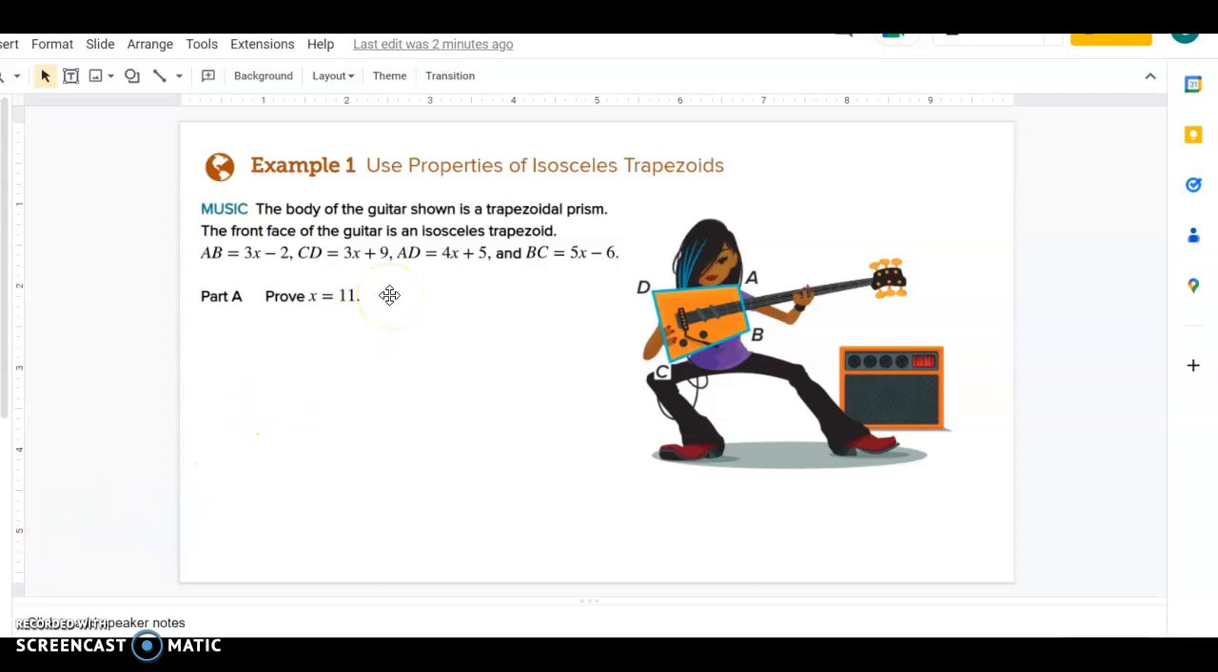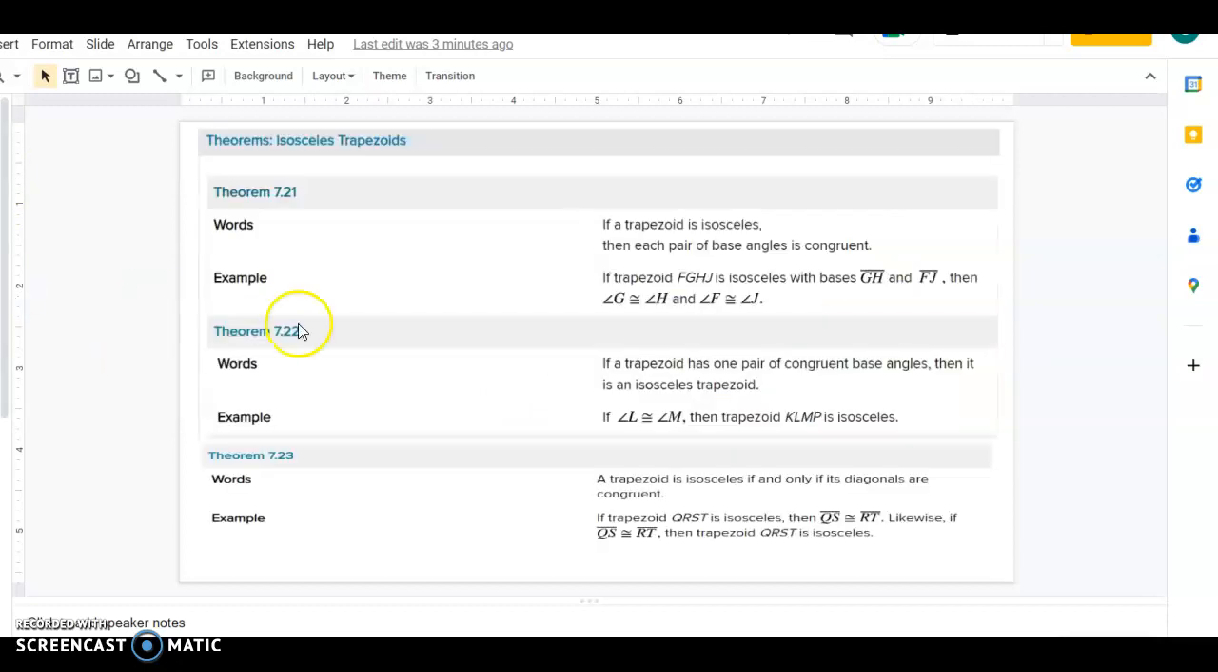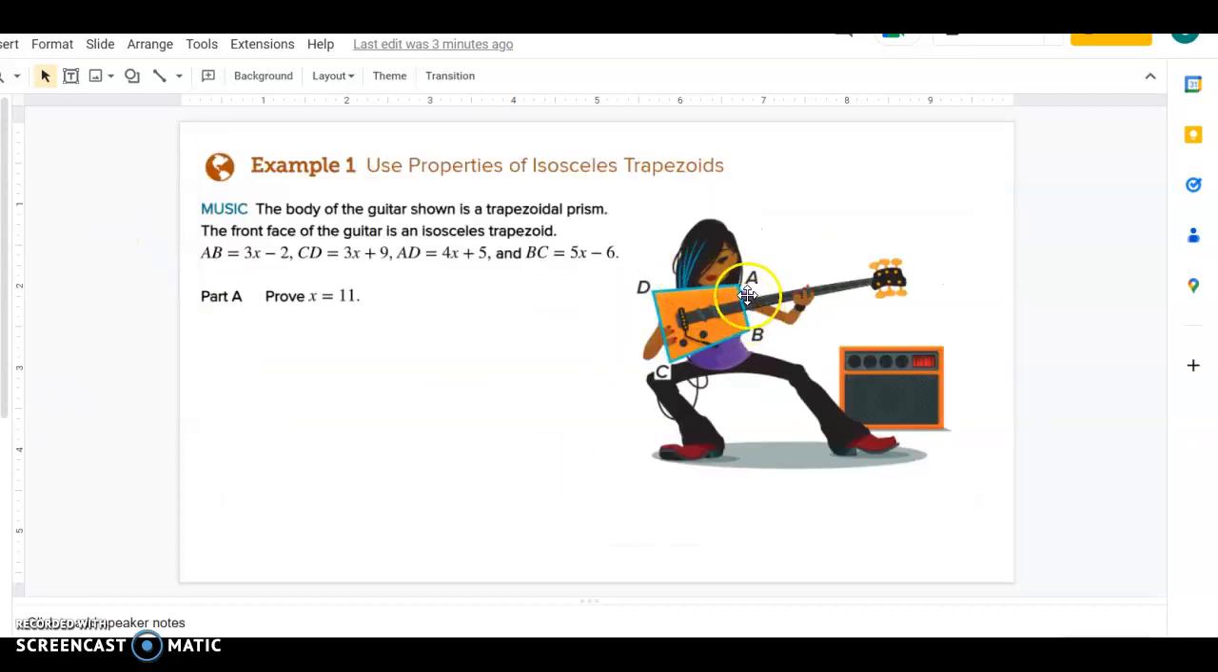Alright, so if I'm looking at this one, it says the body of a guitar is shown as a trapezoidal prism. The front face of the guitar is an isosceles trapezoid. So they give me the measurements. I need to prove that x equals 11. So if I go back to these theorems, for an isosceles trapezoid, if a trapezoid is isosceles, then each pair of base angles is congruent. So the legs would be congruent, so they're equal. So if I go back here, I can do AD is equal to BC.